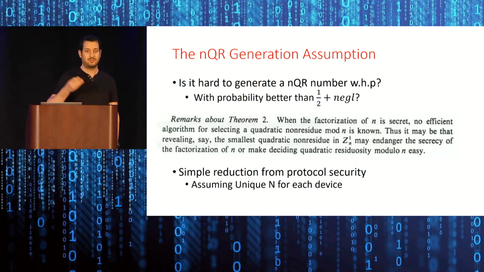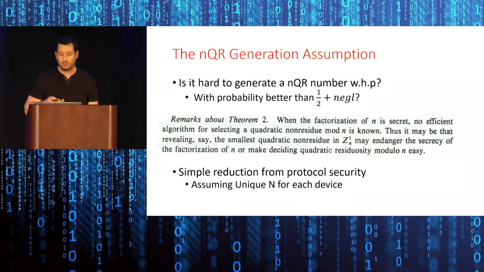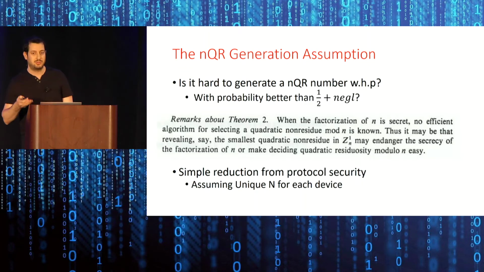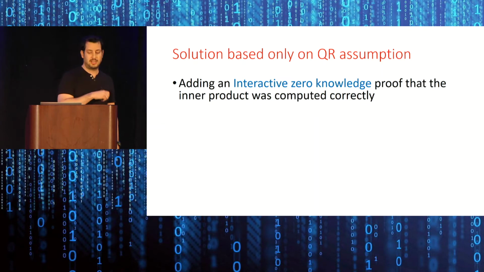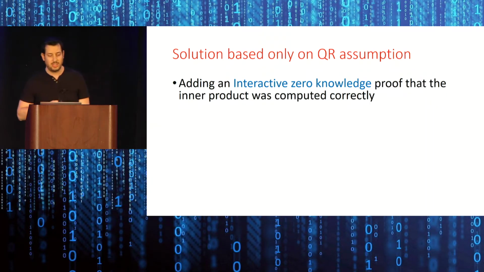We have a simple reduction for the security of the protocol, but we were not bold enough to use this kind of assumption that's not proven. So what we actually do is use an interactive zero-knowledge proof that a user can give to the server, proving that he actually did the inner product calculation as it was intended to be done.